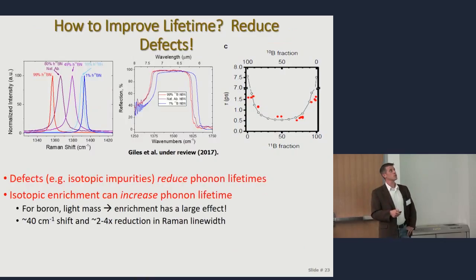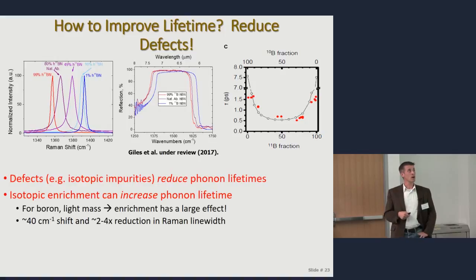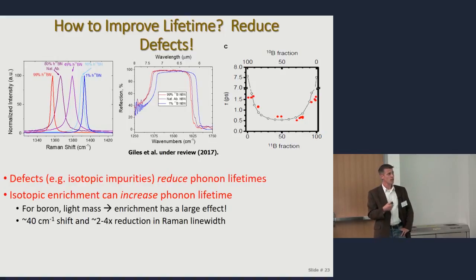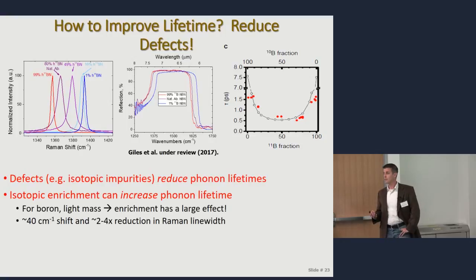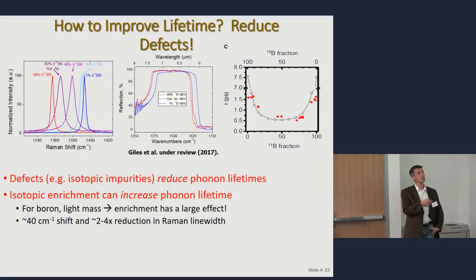So we've been doing some recent work in collaboration with Jim Edgar's group at Kansas State and Dmitry Basov's group at now Columbia, where we've tried to improve this lifetime by reducing defects. So phonon scattering off these defects do play a role. If I look at boron nitride, the most predominant defect is actually an isotopic defect. So it's naturally 80% boron 11, 20% boron 10.